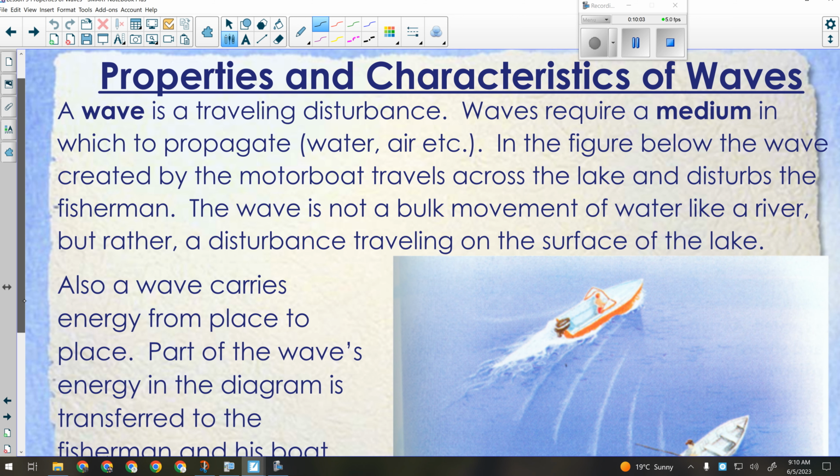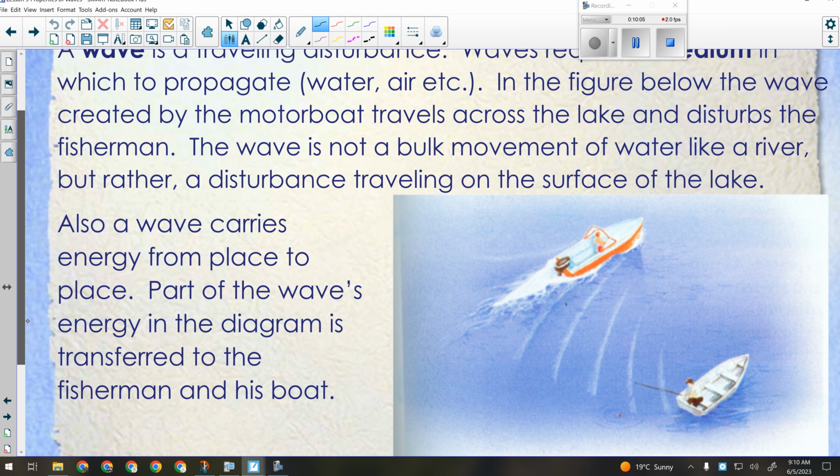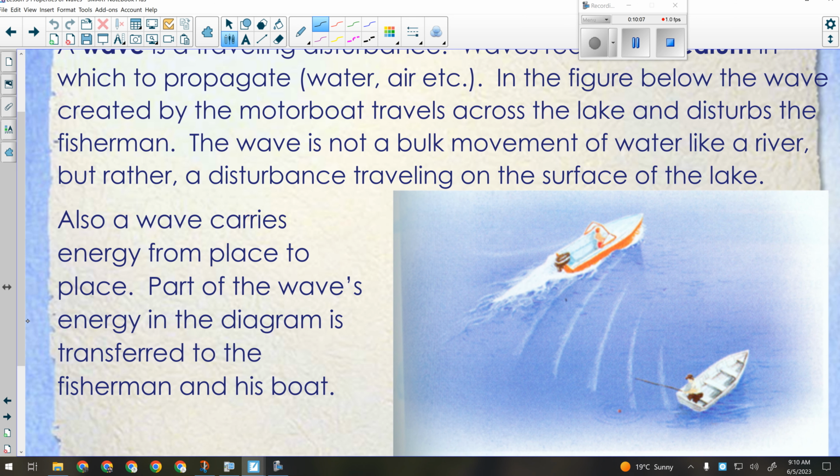Okay, so a wave carries energy from place to place. We know that because if this motorboat goes by this guy in the fishing boat, his fishing boat is going to go up and down, up and down. Does it take energy to lift the boat? It does, that's the wave. It's traveling through the medium, it's carrying the energy. That energy can do work by lifting up the boat. Everybody all right with that?